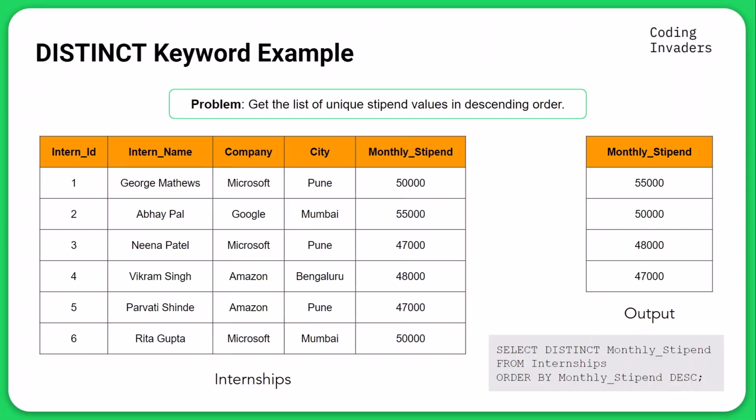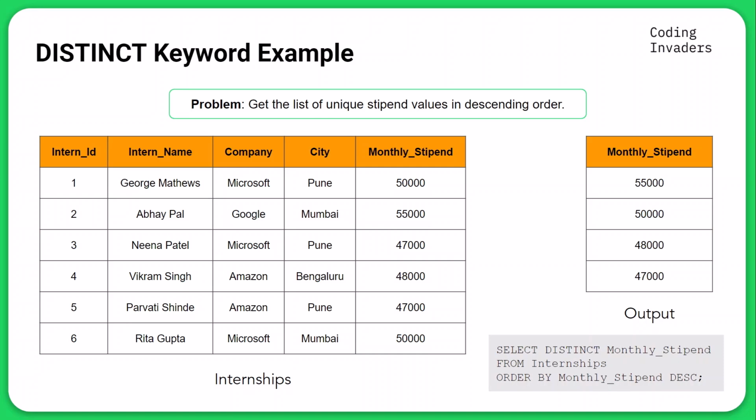And the code is also pretty simple. What it says is select distinct monthly stipend from internship. So it will get us the distinct monthly stipend. Then I need to sort it, so order by monthly stipend. How? From highest to lowest, that is, in descending order. That's why we have mentioned DESC.